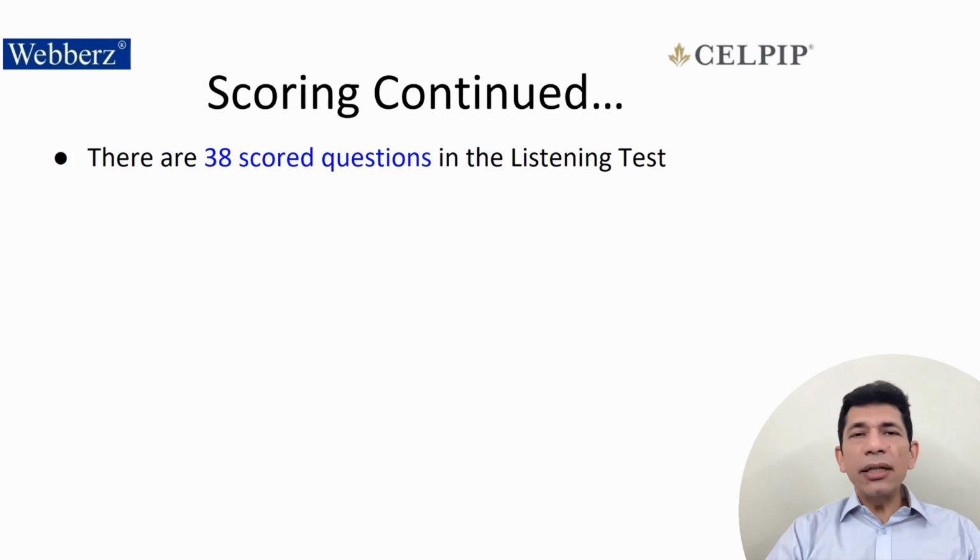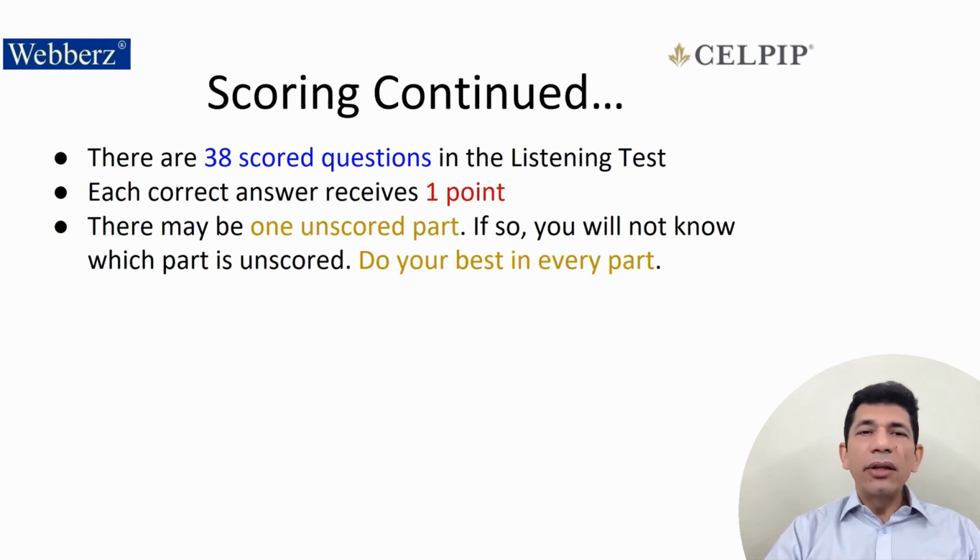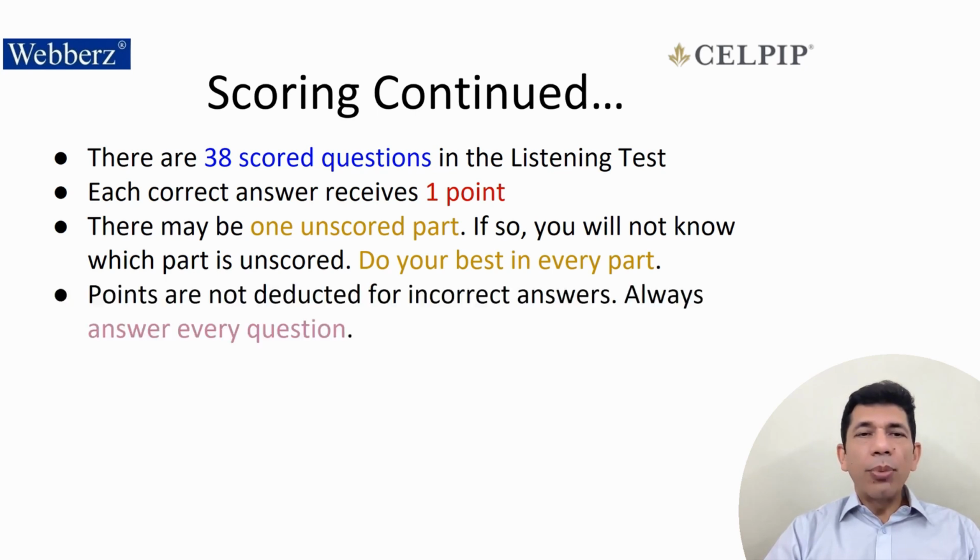Scoring continued. There are 38 questions in the listening test. Each correct answer receives 1 point. There may be 1 unscored part. If there's an unscored part, you will not know which one it is. Do your level best in every part. Remember, points are not deducted for incorrect answers. There's no negative marking. Always answer every question.